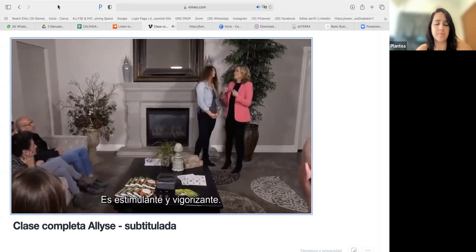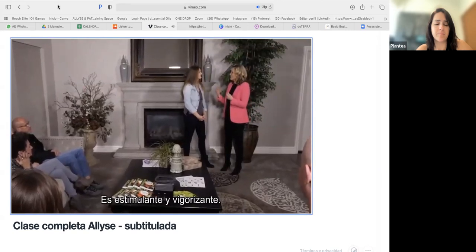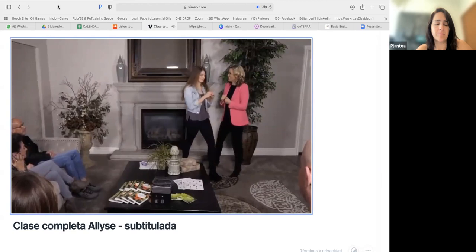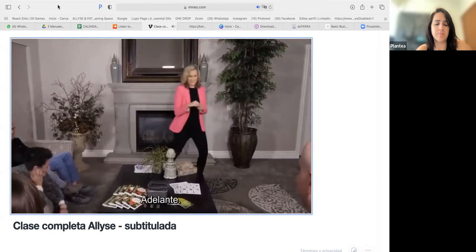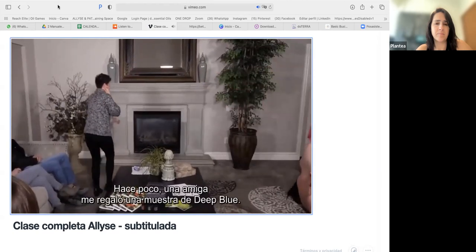This is another oil called Elevation, and it's also great for emotions. It's invigorating and uplifting. I think you might really like it. Sweet. All right, anyone else who would love to come up and share?